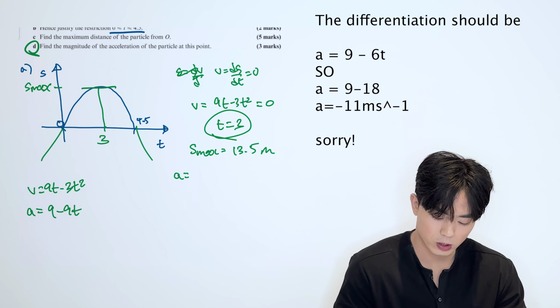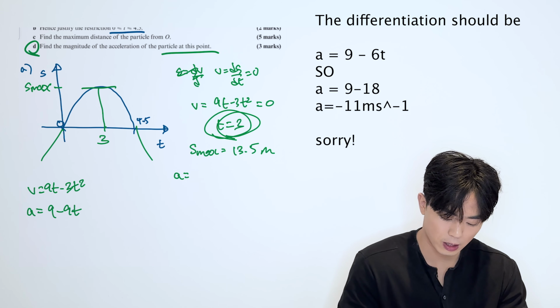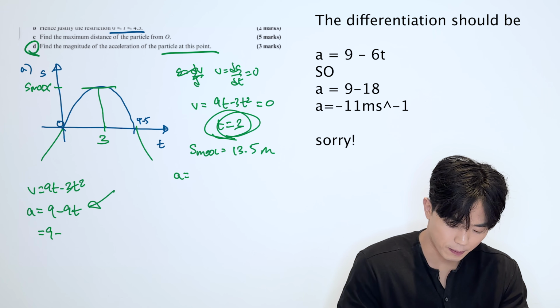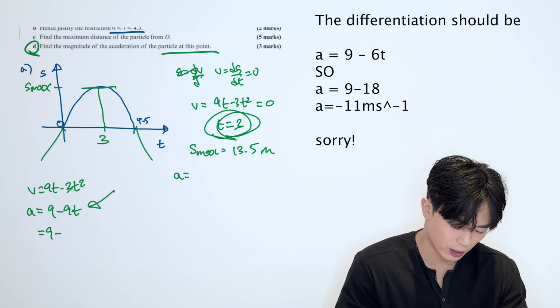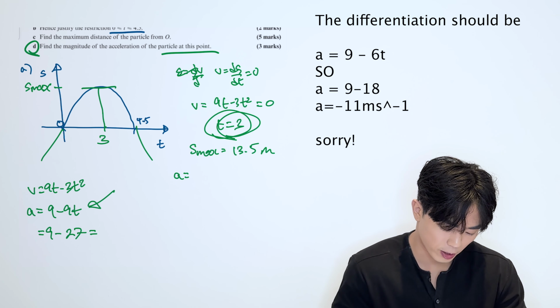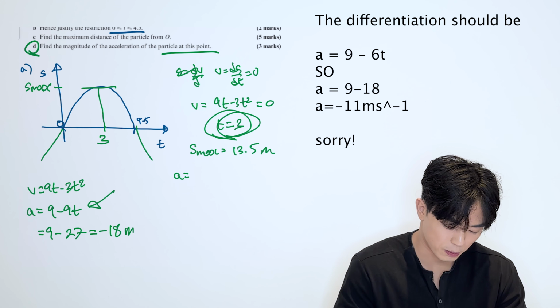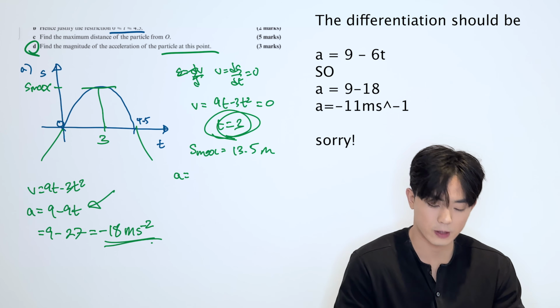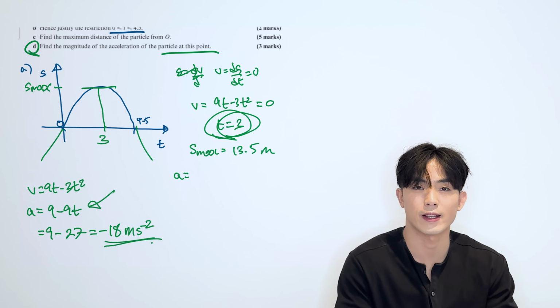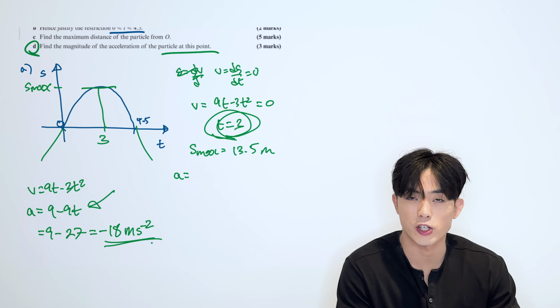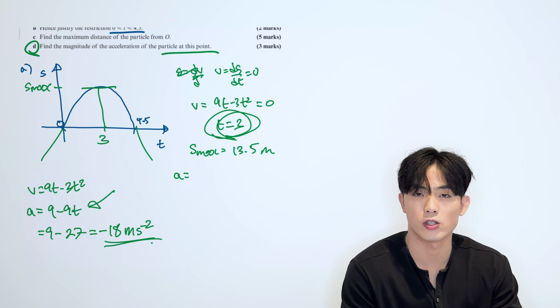And then if I was to now plug in t is equal to 3, right? Because I want the acceleration at this point, we'll get 9 minus 9 times 3, which is 27, which will give me minus 18 meters per second squared, like this. So you can see here that we're just using differentiation to link between displacement, velocity, and acceleration.